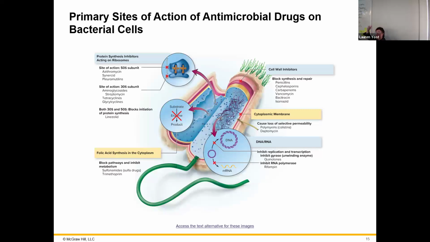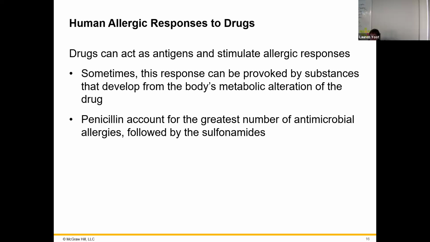All right, and then here is a big old map of bacteria and where the drugs are going to affect the bacteria. Some of these drugs won't be on your test. If it's not in your study sheet, you don't need to know it. If it's on your study sheet, you need to know it. Okay, but here's a good little breakdown of what we're about to get into.